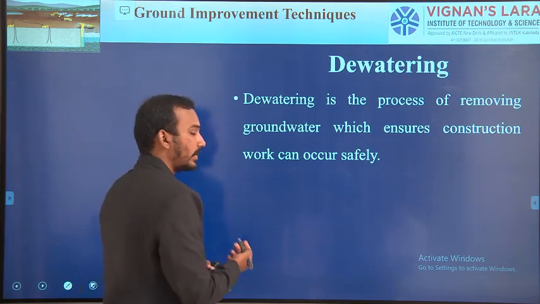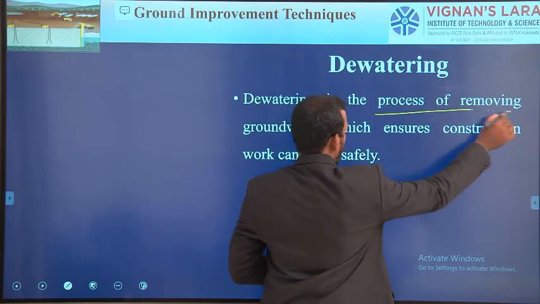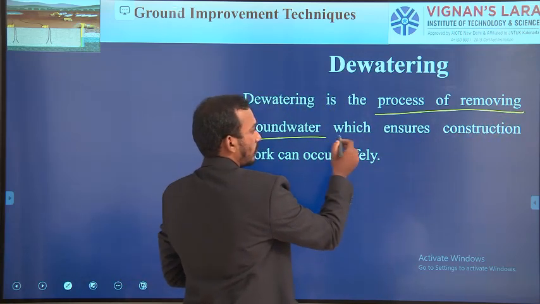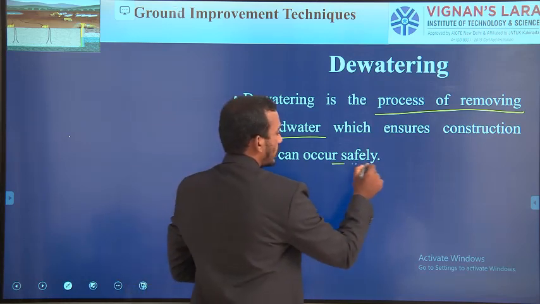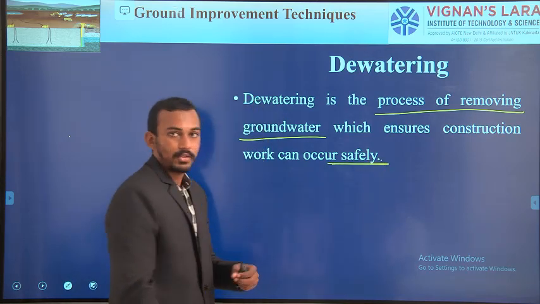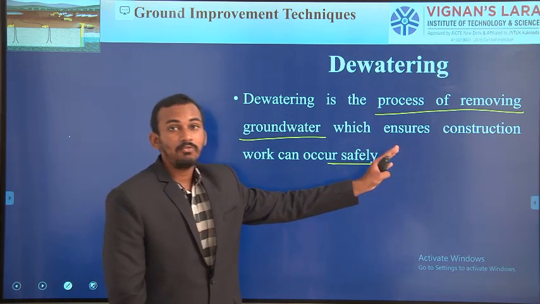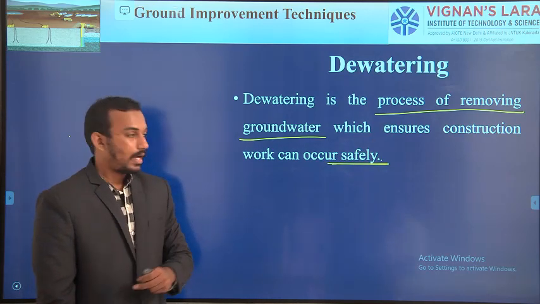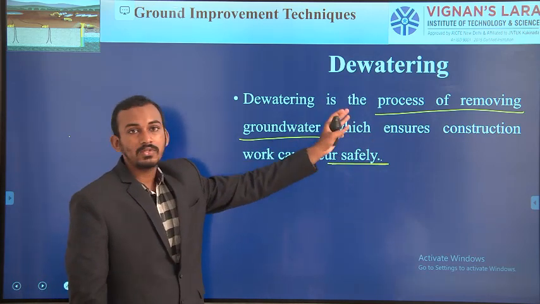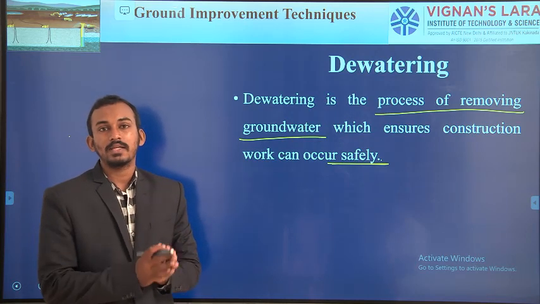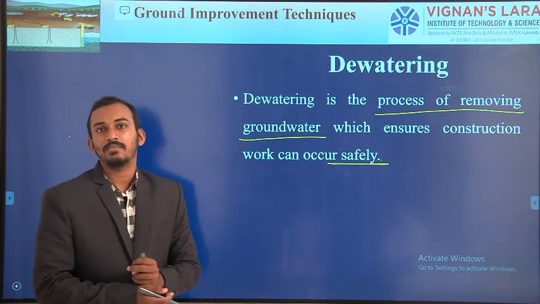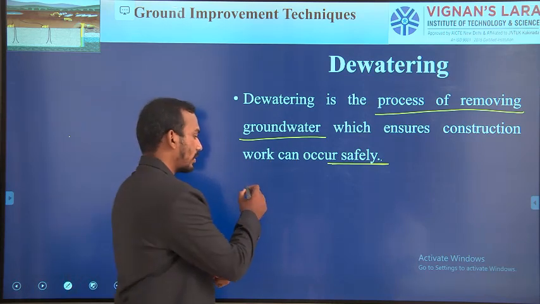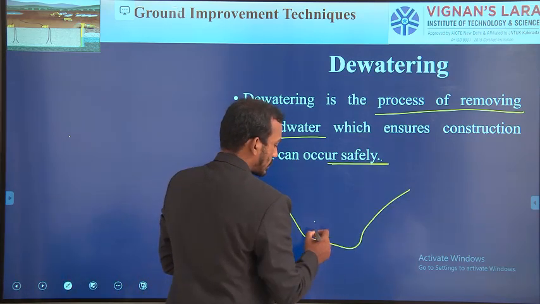In the name itself, it indicates it's a process of removing groundwater, which ensures construction work can occur safely. This word is very important, safety. If there is so much water available on our site and we do the construction work without using the dewatering method, then there is a chance of collapse of ground. We have also seen so many accidents that may occur when the workers are carrying out the excavation work.